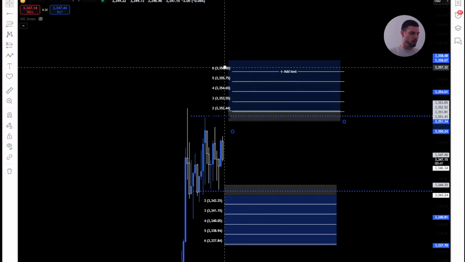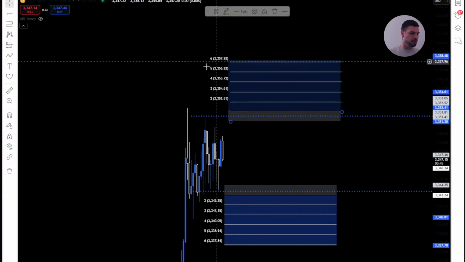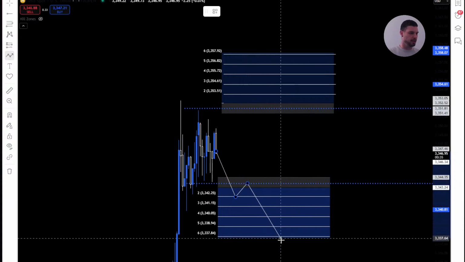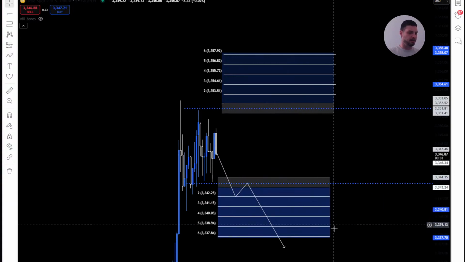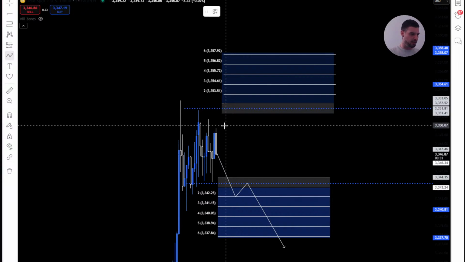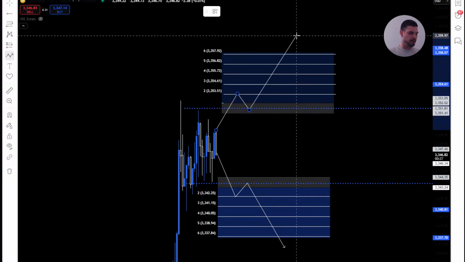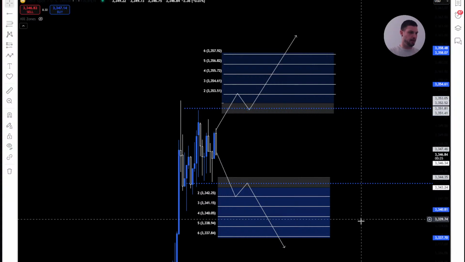So what we'll be looking at is if we break this level of support, we break through this level of support, we're looking for a reaction. We may hit TP1, get a slight reaction, and then continuation down. That's our ideal scenario if we hit support. If we hit resistance, breakthrough, slight reaction, and get a move up. So that's what we're looking for.